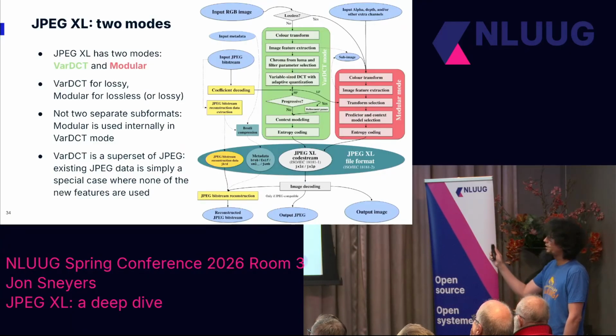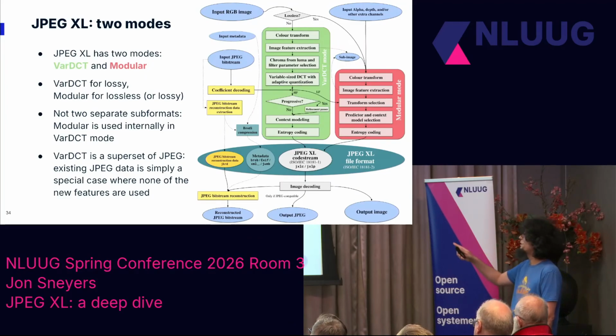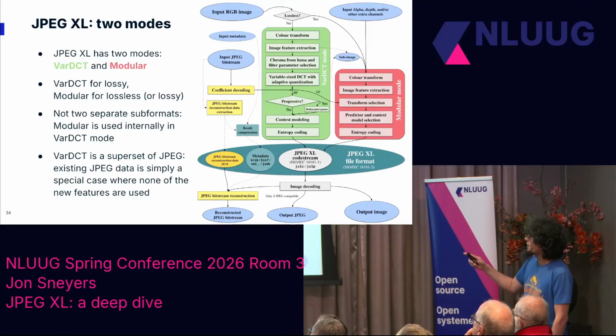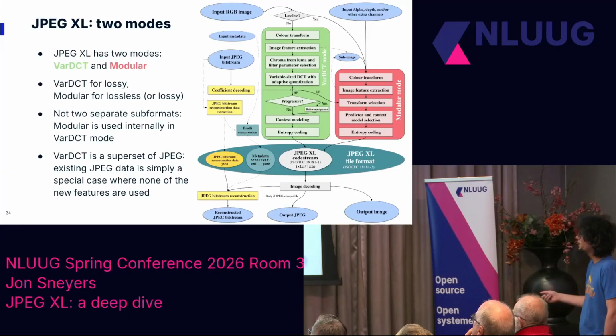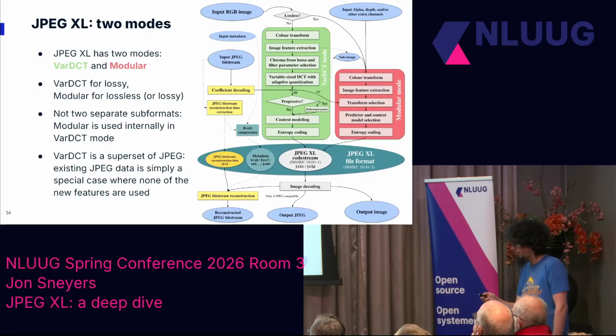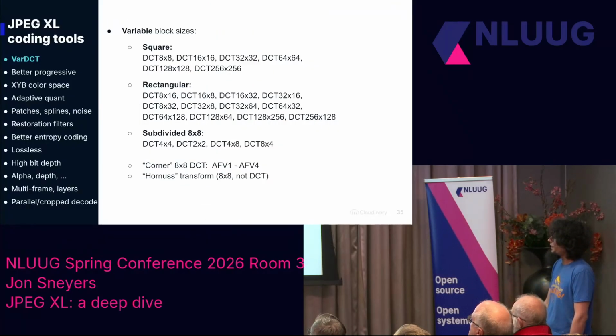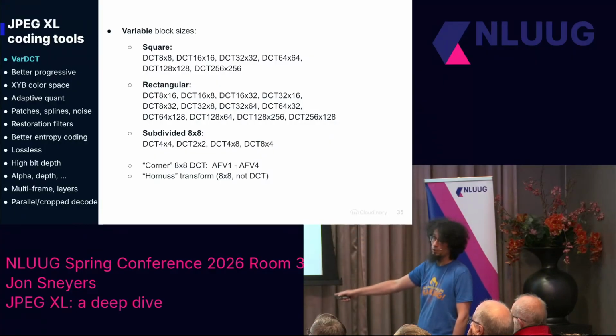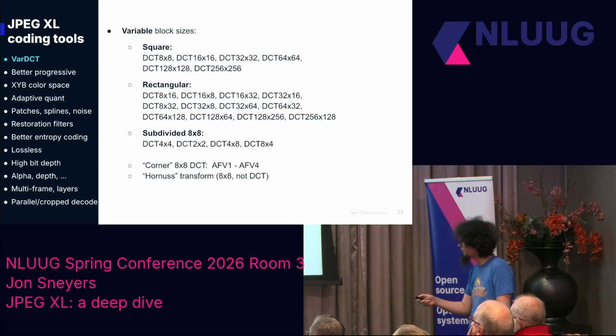And it's not really 2 separate modes in the sense that the red box is used as a sub-codec for the green box. The green box itself is a superset of what JPEG can do. So basically, existing JPEG data is just a special case where all the blocks happen to be 8 by 8 and so on. Okay, so in var DCT, we don't only have the 8 by 8, but we also have all these other DCTs. I'm not going to discuss them all.